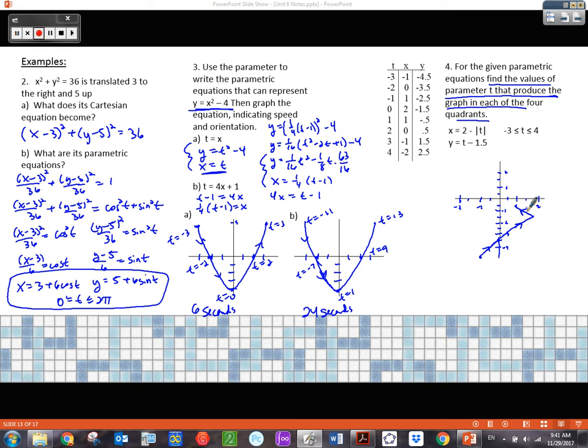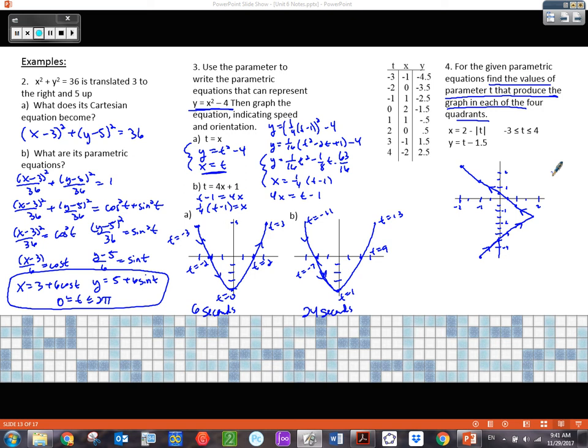Let's see, so now we're at 0.5. And then at -1, 1.5. And then at -2, 2.5. Okay, and that gives us our parametric graph. So now let's figure out what in the world they're asking.